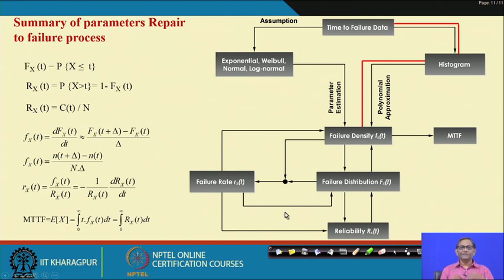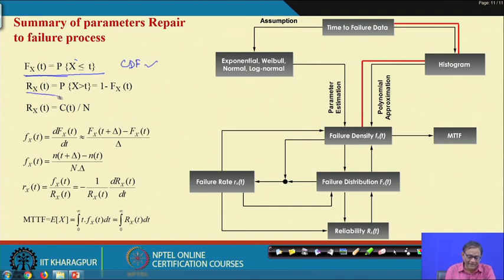So, let me summarize what you have learned so far in quantification. In summary, you have learned what the CDF, the cumulative distribution function, is. If X is a random variable which denotes the component's time to failure, then the probability that X fails within time t is F_X(t), which is the CDF, the cumulative distribution function.